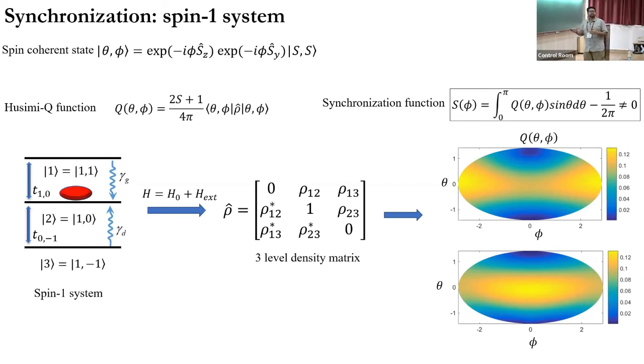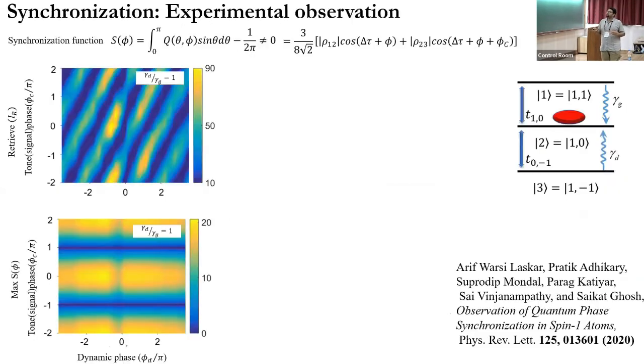Now I'll show that we are actually measuring this synchronization function experimentally, and we observe this synchronization phenomenon. Okay. This is our interference fringe of the polariton interferometer, and we have nice interference fringes. These fringes are due to equal decay rates, gamma D and gamma G. When these two decays are equal, right? We get nice interference fringes.